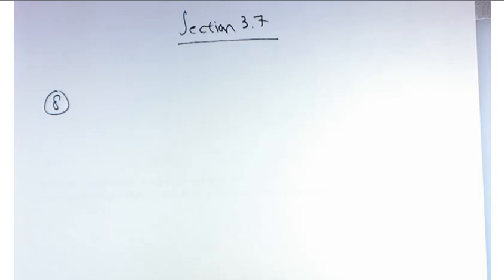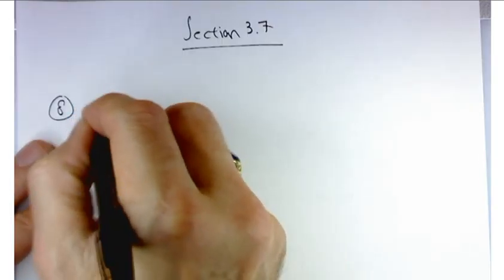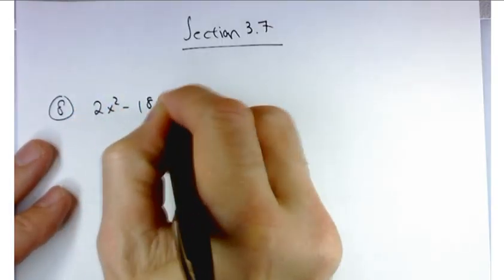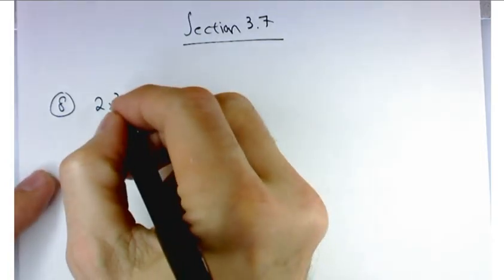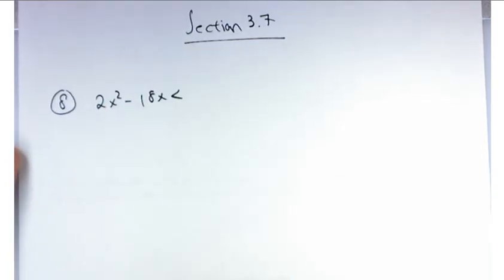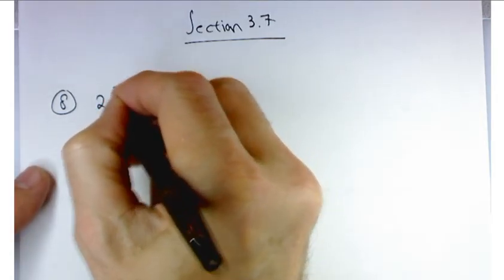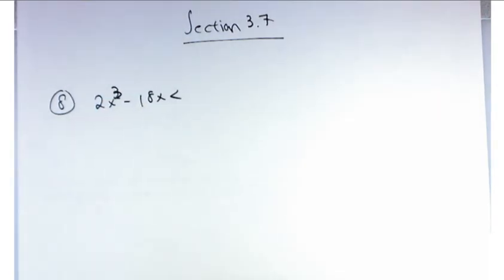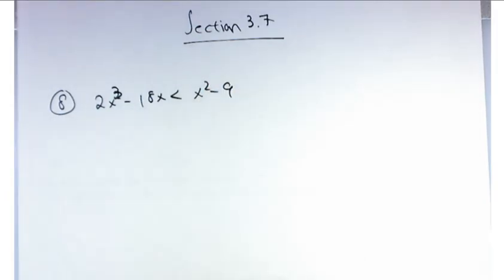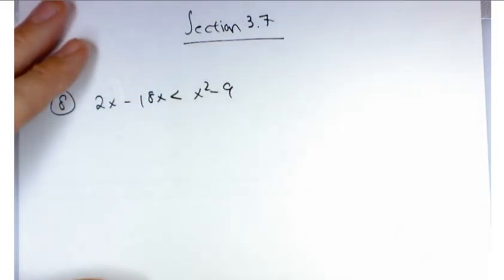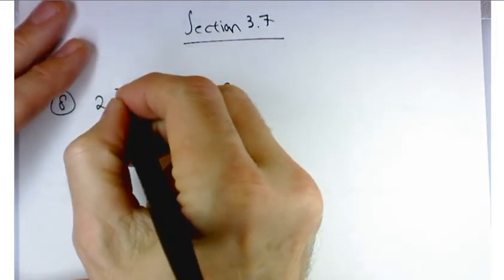8 looks like this. 2x squared minus 18x is less than... Was it cubed? Okay, cool. Cubed. Thank you. So let me make that a cubed. 2x cubed minus 18x is less than x squared minus 9. Let me make that look a little bit more reasonable. 2x cubed.